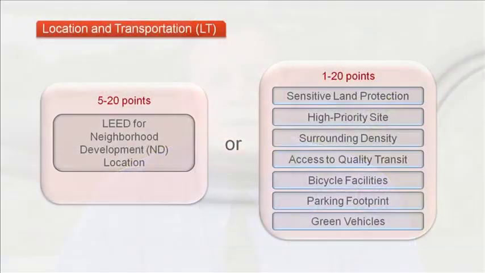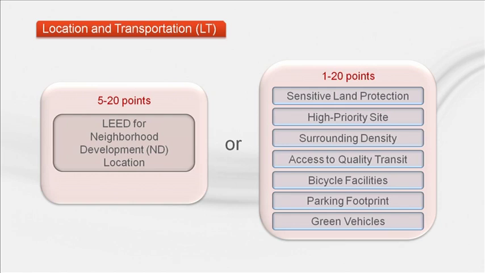This makes sense because going through LEED for Neighborhood Development certification involves a lot of planning for transportation and access to surrounding services. So this credit really simplifies documentation for this category and promotes building in a LEED ND location. But if the project will not be located on a LEED ND site, then you can still earn points in the traditional manner by meeting the requirements of the credits listed on the right-hand side of this slide.